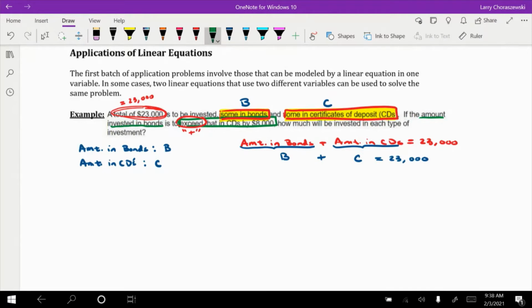Not B plus 8,000. How about C plus 8,000? Because it says the amount invested in bonds is to exceed that. No, but definitely a good shot there. Yep. So we can actually come up with an equation for B based on that relationship. The amount in bonds is to exceed that in CDs by 8,000. So if we look at the amount in CDs, we would have to add 8,000 to it to get the amount that's in bonds. And the benefit of establishing that relationship is that we can replace the variable B with C plus 8,000.